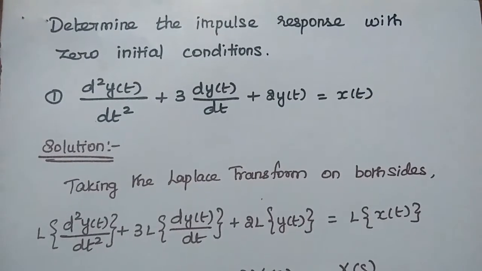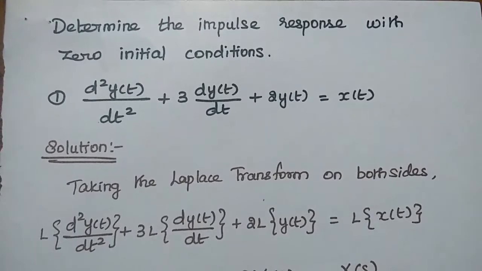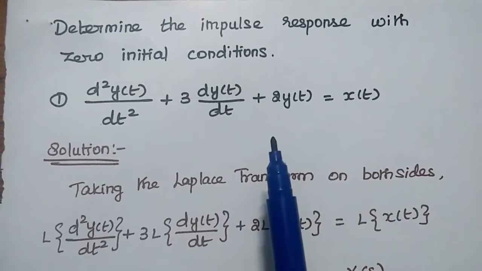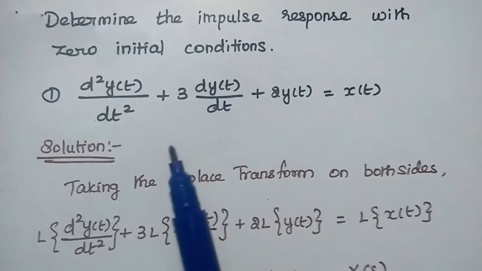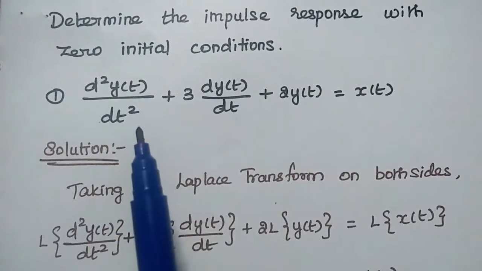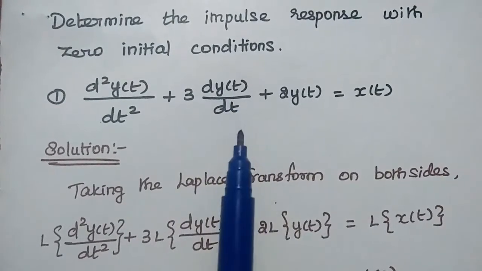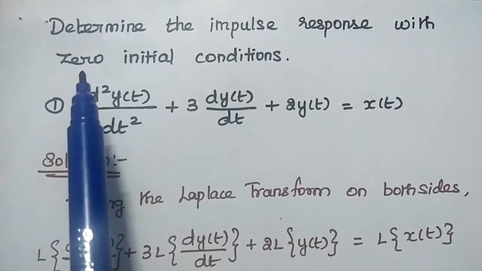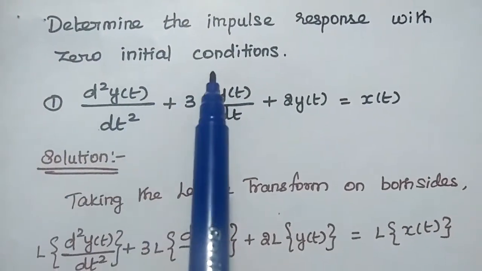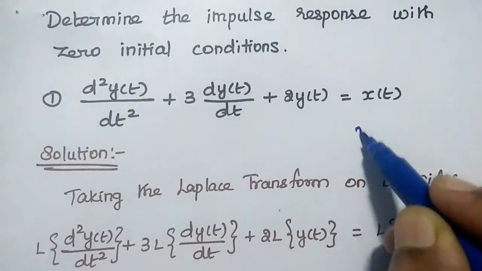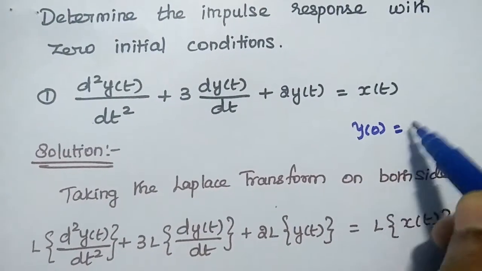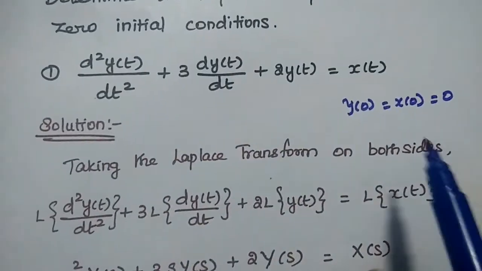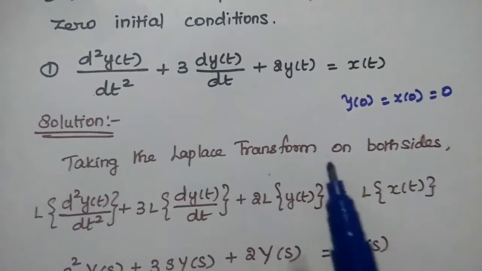So the first problem is to determine the impulse response with zero initial conditions for the given differential equation. What is the equation given here? d squared y of t by dt squared plus 3 dy of t by dt plus 2 y of t is equal to x of t. The given condition is zero initial condition, so there is no y of 0 value and x of 0 value. Both become 0 here.